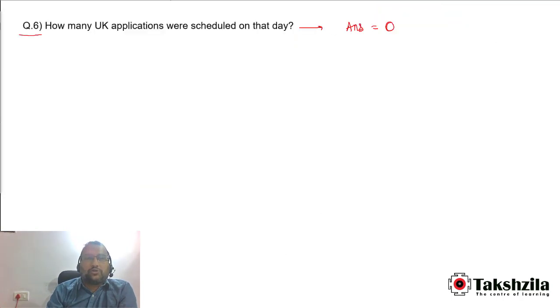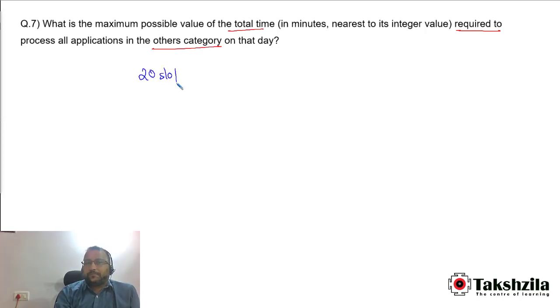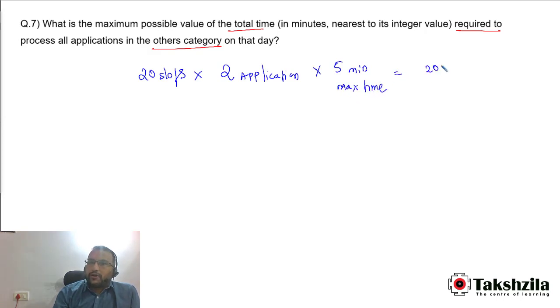So now what is question number 7? Let's have a look. What is the maximum possible value of the total time required to process all applications in the others category? Total 20 slots are there. In each slot there are 2 applications of other category. For each application the maximum time required is 5 minutes. So the total maximum time required is how much? 200 minutes is the answer of question number 7.